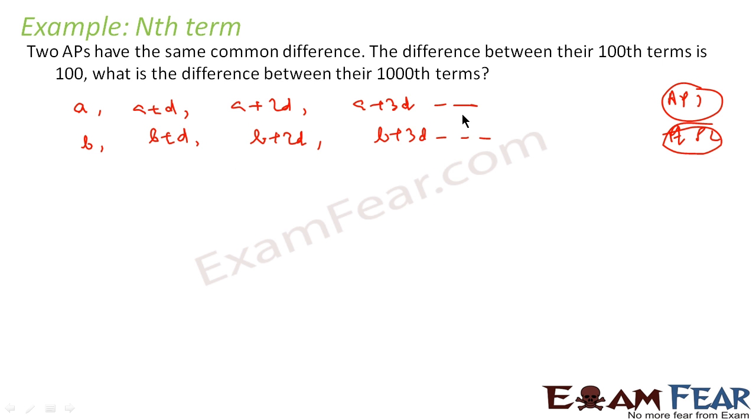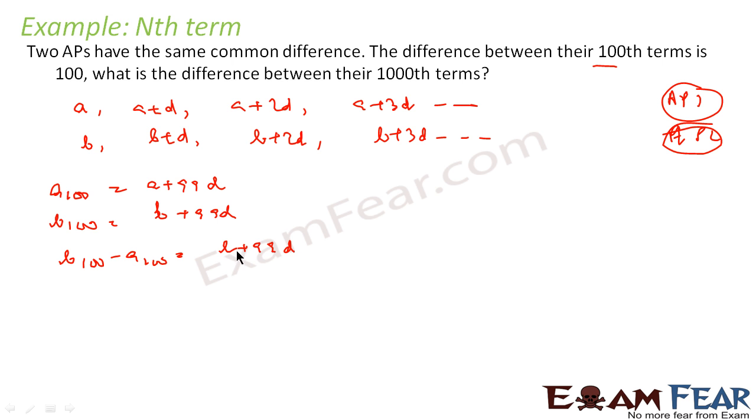Now the difference between the 100th terms is 100. If you find the difference, A100 for the first AP is A plus 99D. For the second AP, B100 is B plus 99D. Correct? And the difference is B100 minus A100, that is B plus 99D minus A plus 99D. The 99D cancels, so the difference is B minus A. And that value is 100, as given. This is the 100th term of the first AP and the 100th term of the second AP. The difference is 100, and that is B minus A.